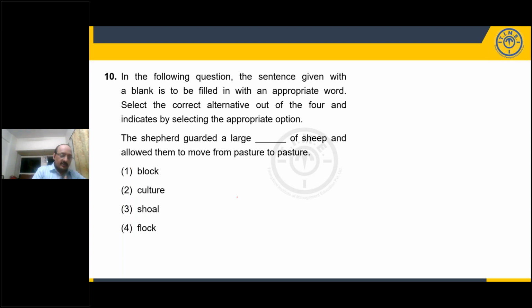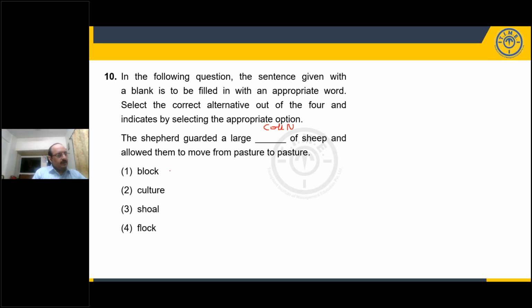Now the 10th one. The shepherd guarded a large dash of sheep and allowed them to move from pasture to pasture. But guys, like I said, at any point of time, you can pause the video when we start the question, try solving it, and then play the video and see whether you got it right or wrong. So here I'm talking about a group of sheep. So I basically have to talk about what I call collective nouns. What's a collective noun? It's basically a group of nouns. So saying something like a flock, army of soldiers or a flock of birds, so on and so forth.